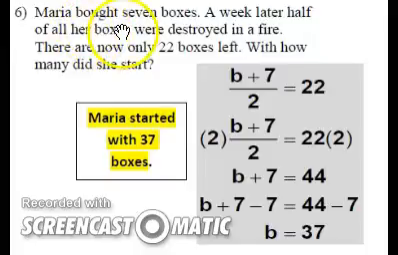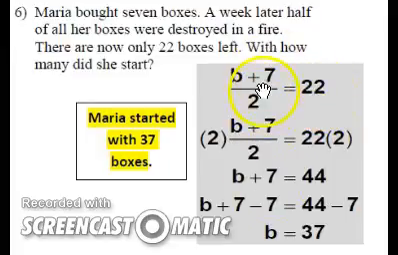Okay, number 6 says Maria bought 7 boxes. A week later, half of all her boxes were destroyed in a fire. There are now only 22 boxes left. With how many did she start? So she had some, and she bought 7 more. And then after she bought that, half of all those together got destroyed in a fire. And now there are 22 left. So there's our equation. Okay, she had some, she bought 7 more. Half of all those got burnt, and now she's got 22 left.